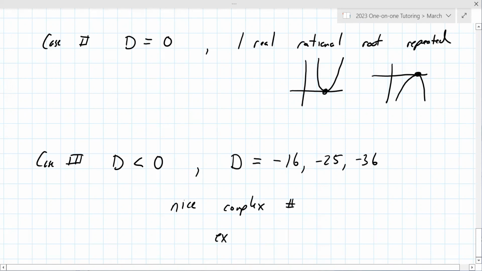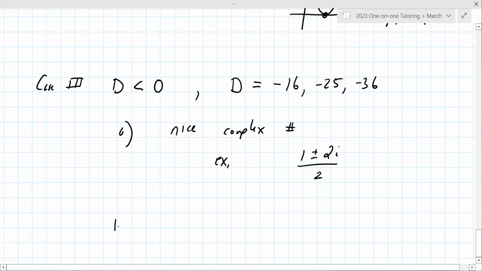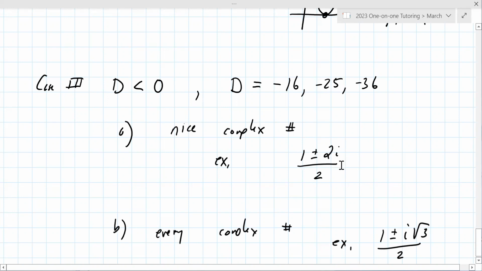So an example would be like 1 ± 2i over 2. That's kind of a nice complex number versus a not nice one, because you can't use words like rational, irrational, because you're in the complex domain. So we'll say a not nice complex number here, and the example would be something like 1 ± the square root of 3 times i over 2. Basically, the difference is, do you have a root or not? And all of this is dictated based on that b squared minus 4ac.